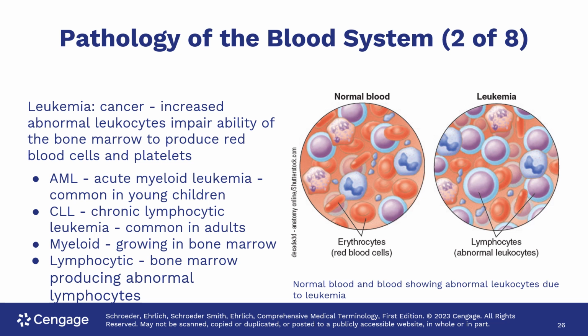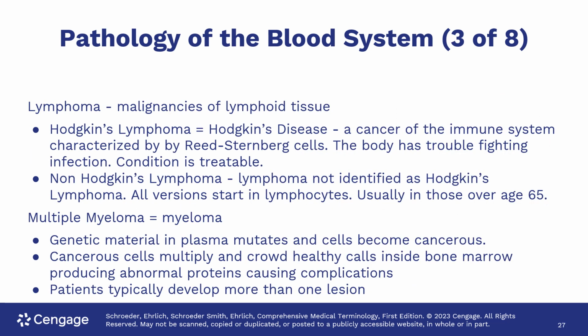Leukemia is a type of blood cancer. Abnormal white blood cells, leukocytes, make it hard for the bone marrow to produce normal cells and platelets. Examples are AML, CLL, myeloid, and lymphocytic. Another type of cancer would be lymphoma. This would be a cancer of the immune system. Multiple myeloma is where the cancer cells multiply inside the bone marrow, causing the development of multiple lesions.